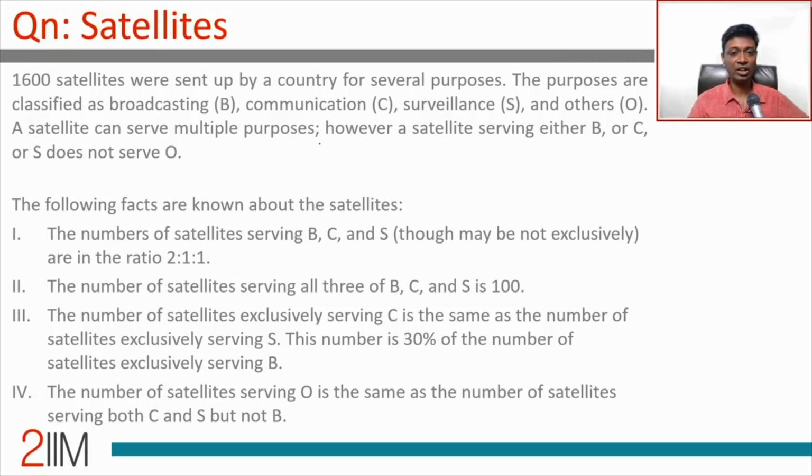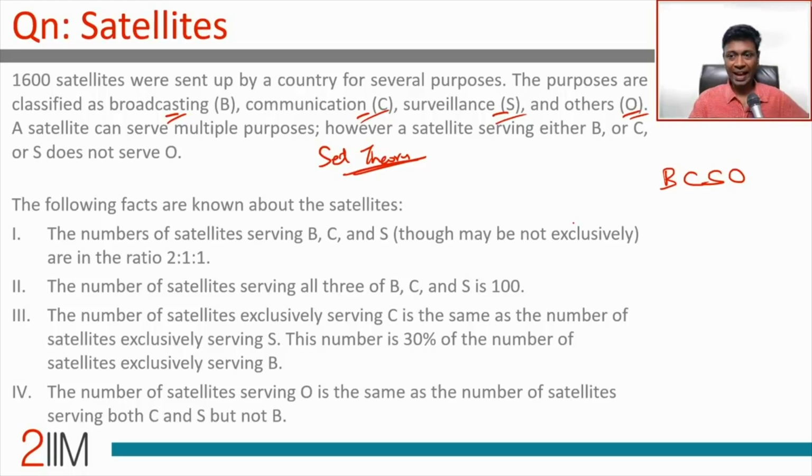Satellites. 1600 satellites were sent up by a country for several purposes. The purposes are broadcasting, communication, surveillance, and others: B, C, S, O. A satellite can serve multiple purposes. So it can be broadcasting and communication, communication and surveillance, surveillance and others, broadcasting, communication and surveillance. So this is a set theory question straight away. You're going to have some Venn diagrams and circles and all of that.